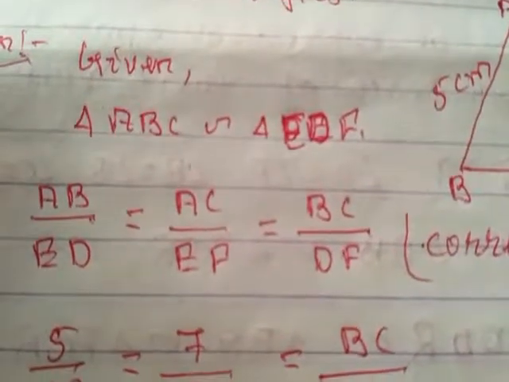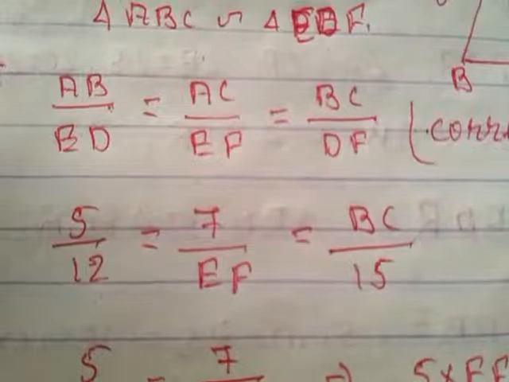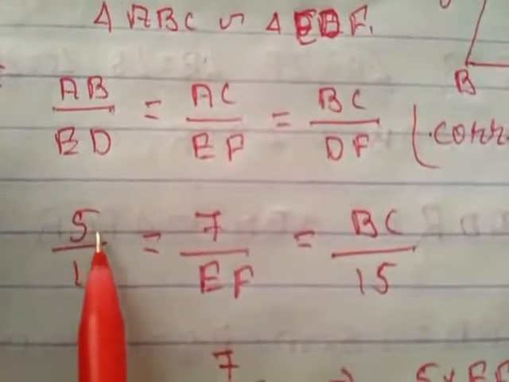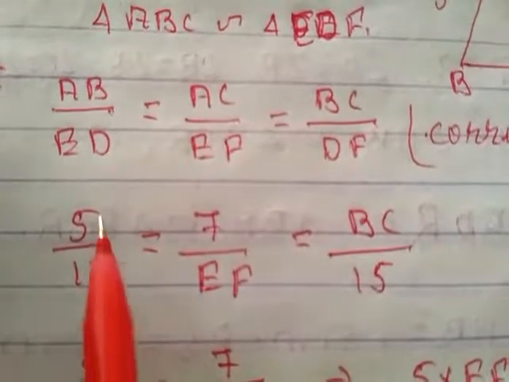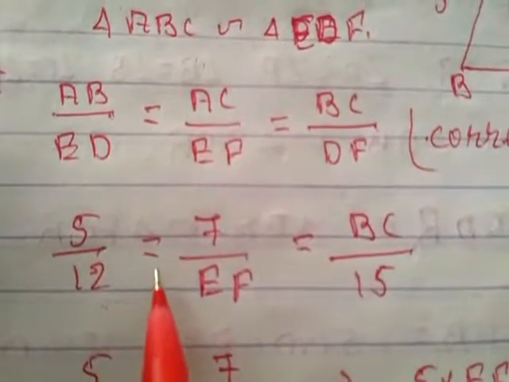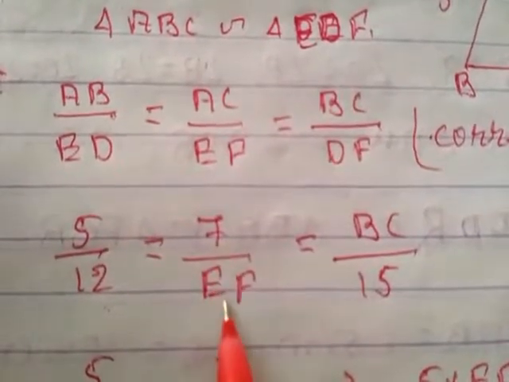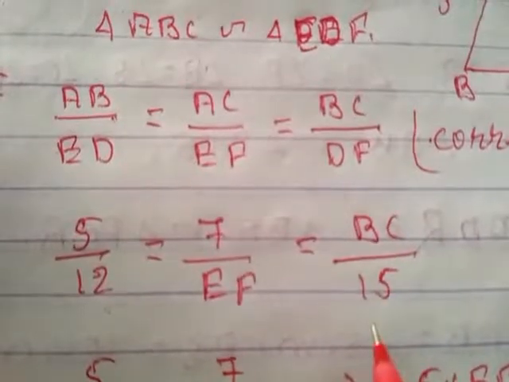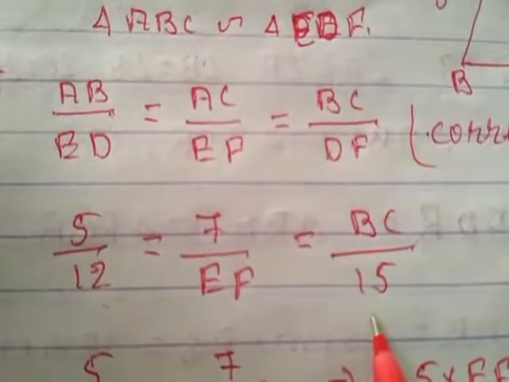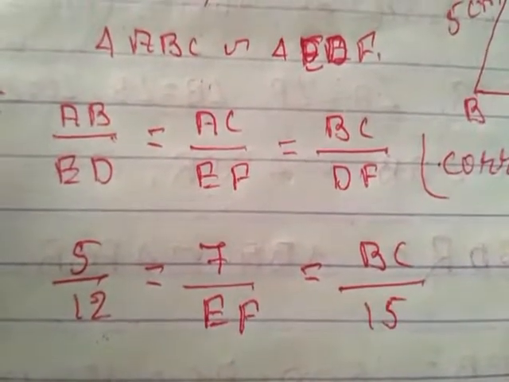So now we substitute the values: AB equals to 5 and ED equals to 12, so it becomes 5 by 12, that is equal to AC equals to 7, 7 by EF, which equals to BC by 15, because DF equals to 15. So now these three ratios are equal to each other.